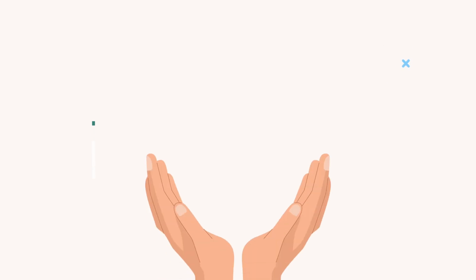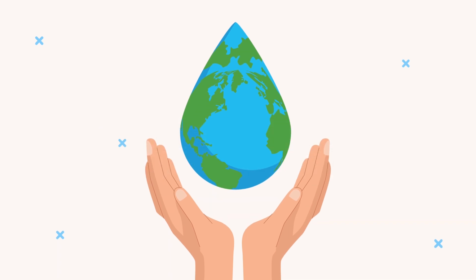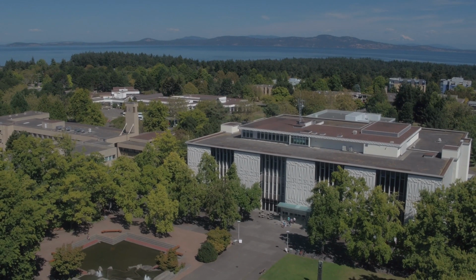Right now, we'll get up close and personal with some of the smallest living organisms in the ocean, plankton. This is Jen here from Ocean Networks Canada. Today we'll explore Ocean Literacy Principle 4, the ocean makes Earth habitable. I'm joining you today from the University of Victoria.